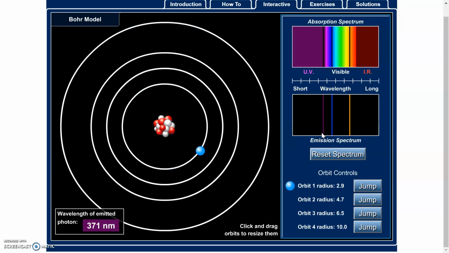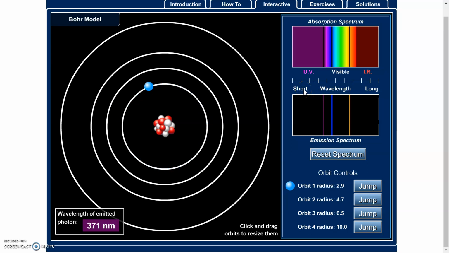Now, we wouldn't be able to see this because it's in the ultraviolet, and our eyes are only able to detect wavelengths in the visible range, which is actually a really tiny part of the electromagnetic spectrum. But we wouldn't be able to see UV without some special instruments.